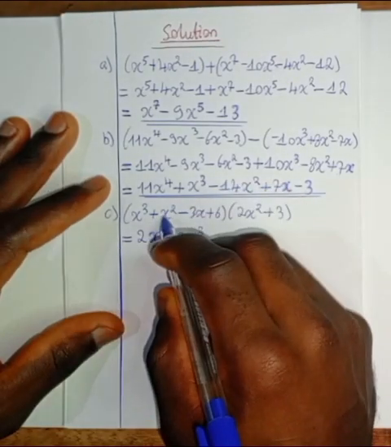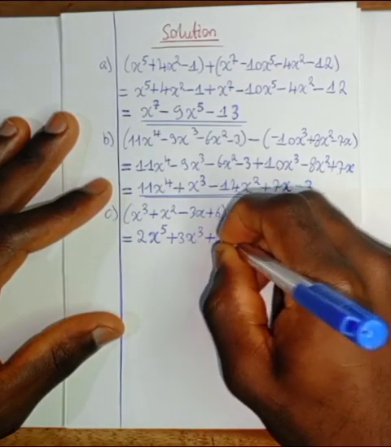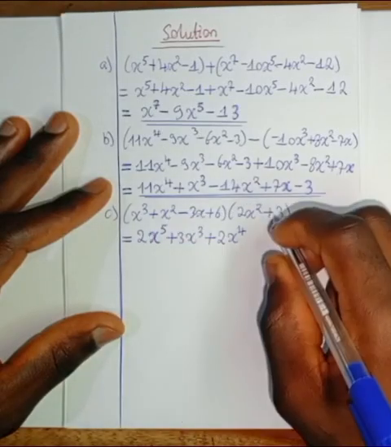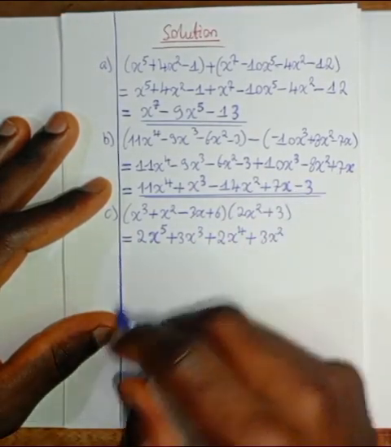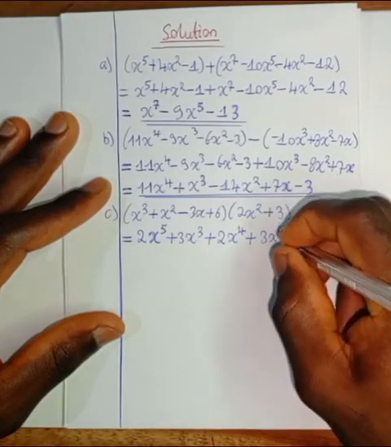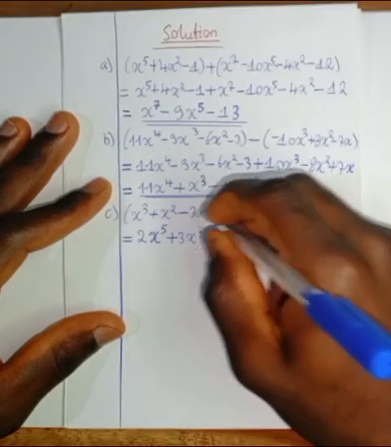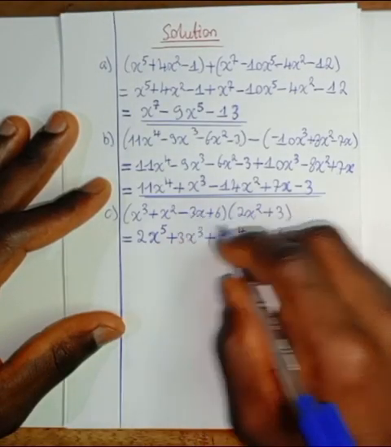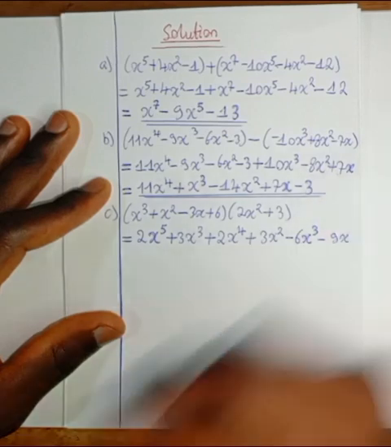Now we move to x squared. x squared times 2x squared gives us plus 2x raised to the power 2 plus 2, which is 4. X squared times 3 gives us plus 3x squared. We move now to negative 3x. Negative 3x times 2x squared gives us a negative 6x to the power 1 plus 2, which is 3. Next, negative 3x times 3 gives us a negative 9x.